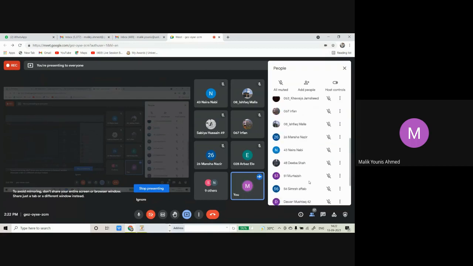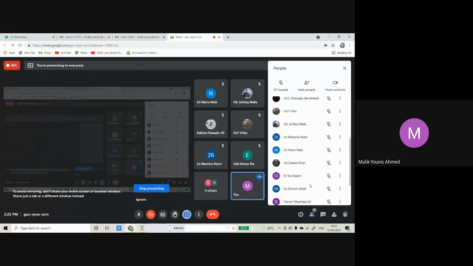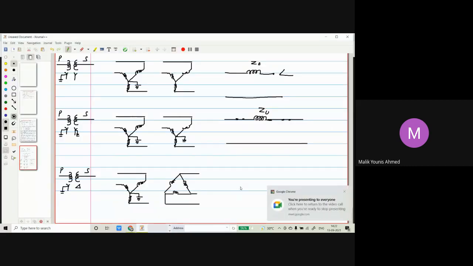Okay, where is roll number 48? Diba. Yes, sir. Okay, tell me, now the primary winding is star connected neutral grounded and the secondary winding is delta. How can we draw the zero sequence network?